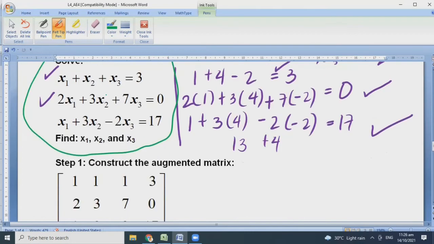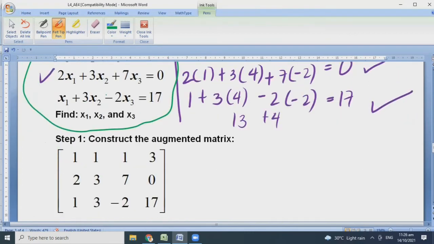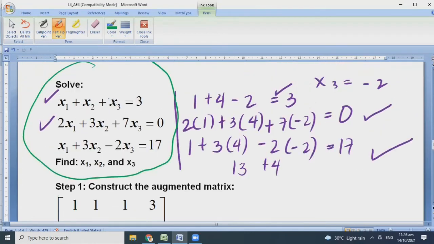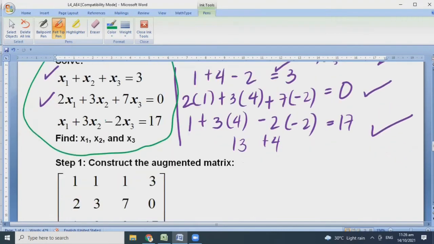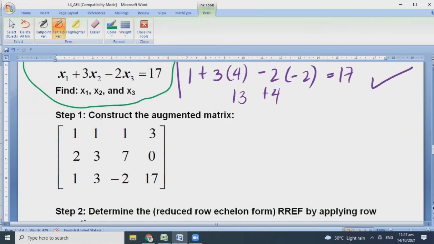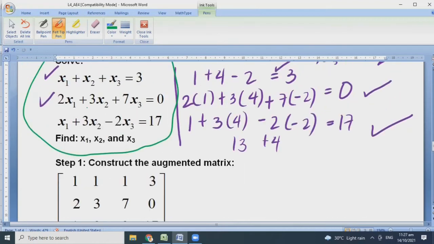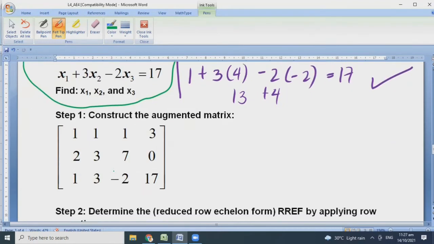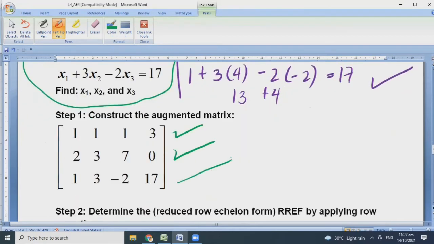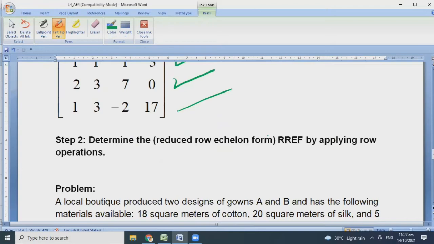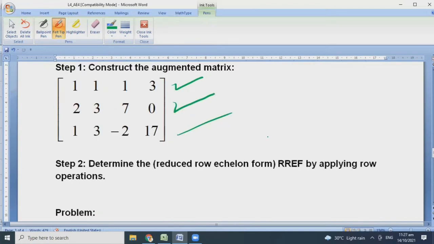Ganun lang din siya. So first, make the augmented matrix of this system of equations. Lahat ng coefficient is separate dun sa variable. So, nakita niyo yung una, 1, 1, 1, 3. So, nakalagay dito, 1, 1, 1, 3. Then, yung second natin na equation, 2, 3, 7, 0. So, ito siya. Then, 1, 3, negative 2, 17. Ito siya. The next step, determine the reduced row echelon form, RREF, by applying row operations.